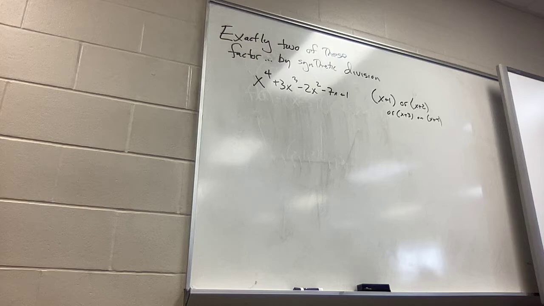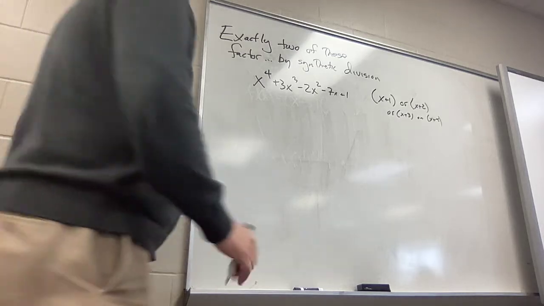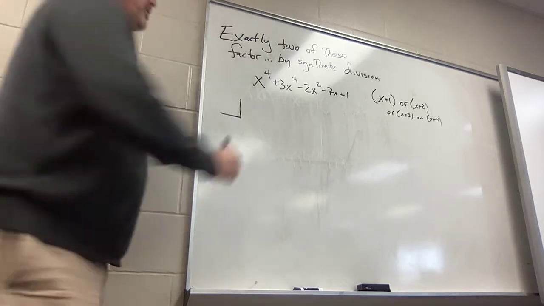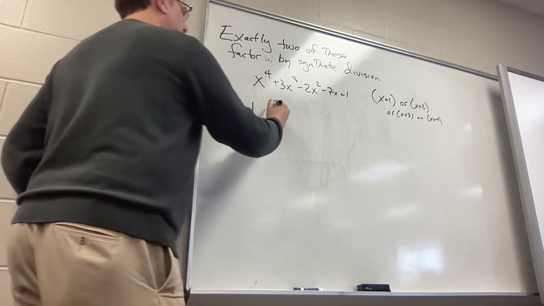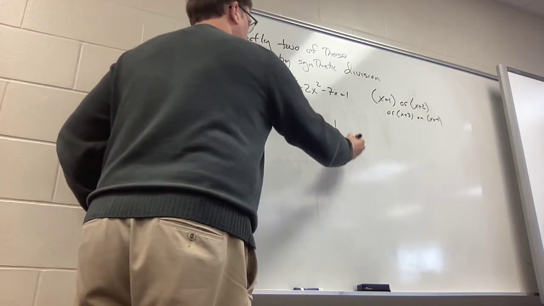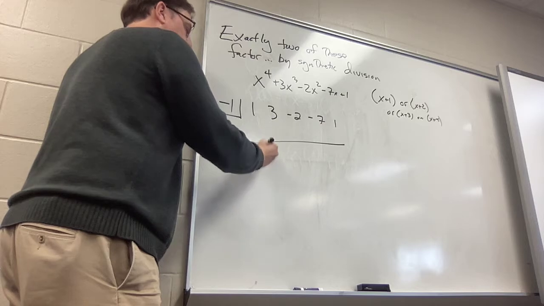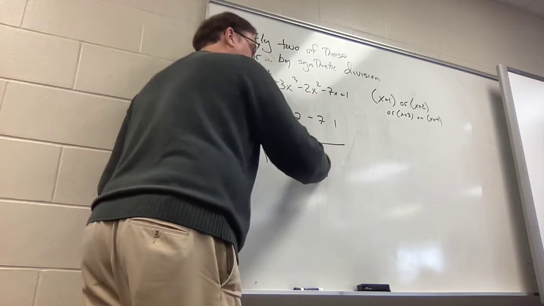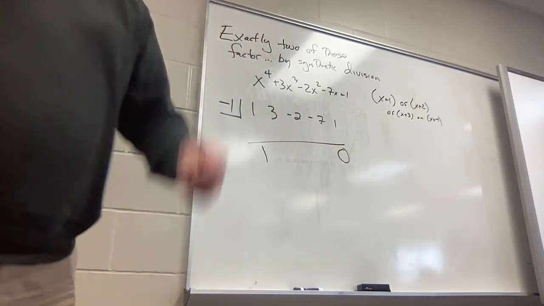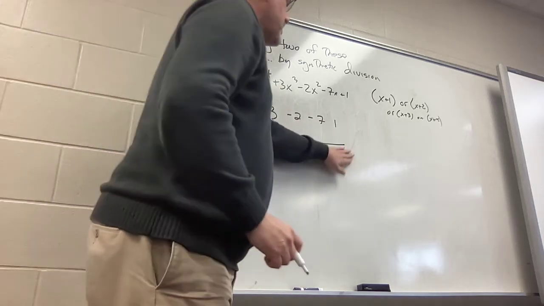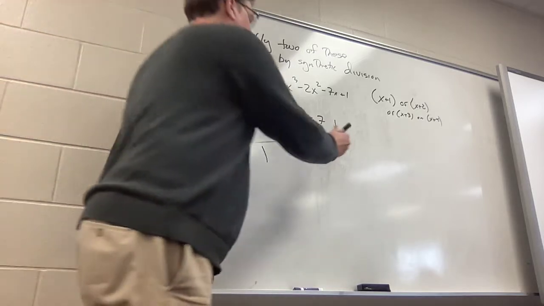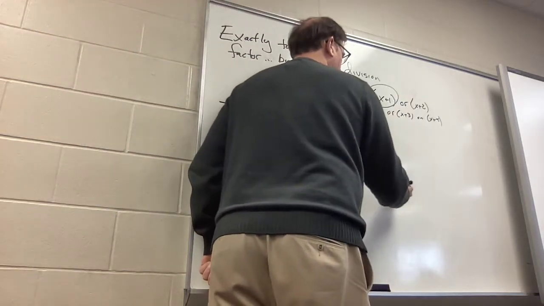Okay, now, the amount of time this takes depends on how lucky you get on your first guess. What you do is you guess, maybe you're going to guess 1. Do you put 1 in the box? No, you put negative 1. And you put 1, 3, negative 2, negative 7, 1. And then drop it, times it, add it, times it, add it, times it, add it, times it, add it. If this comes out as 0, your answer is yes. If this comes out other than 0, your answer is no. I will just pretend this one came out as a 0. So I would circle that, and eventually I would put that in the answer blank.